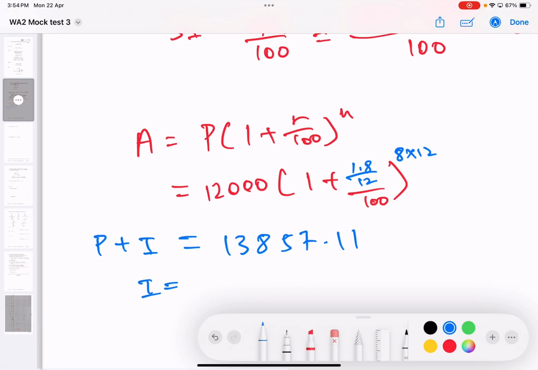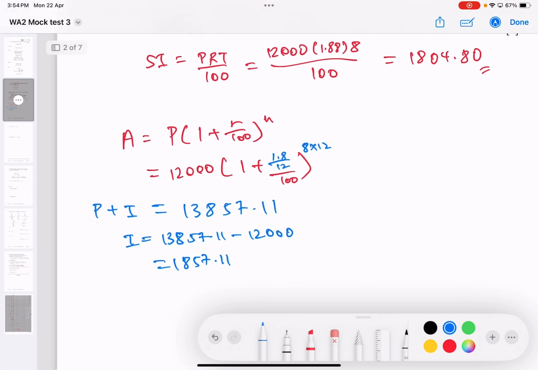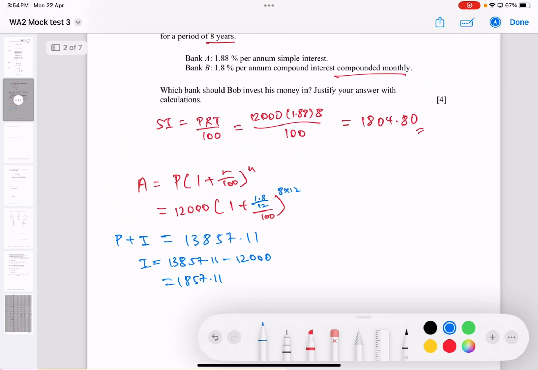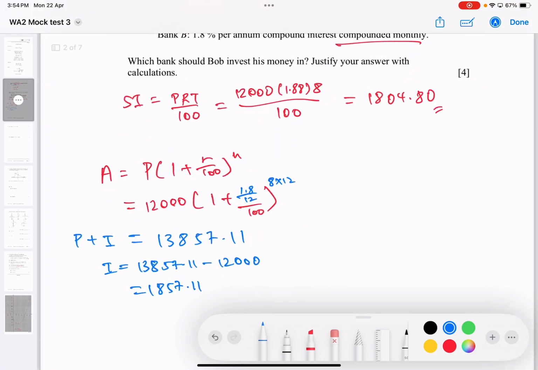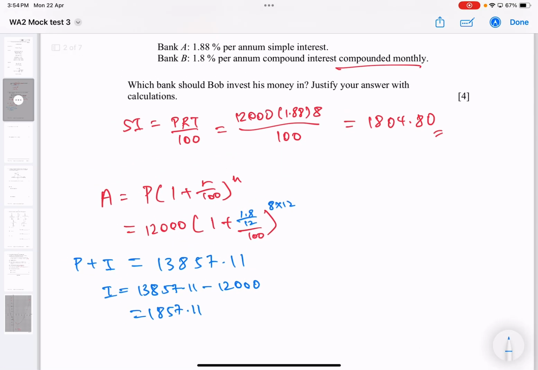If you just want to calculate the interest portion only, 13857.11 minus away the principal. We know that they earn 1,857.11. Okay, so which should you put your money in? Bank B. Why? Because the interest is a little bit more. Alright, so this is how you would do it.